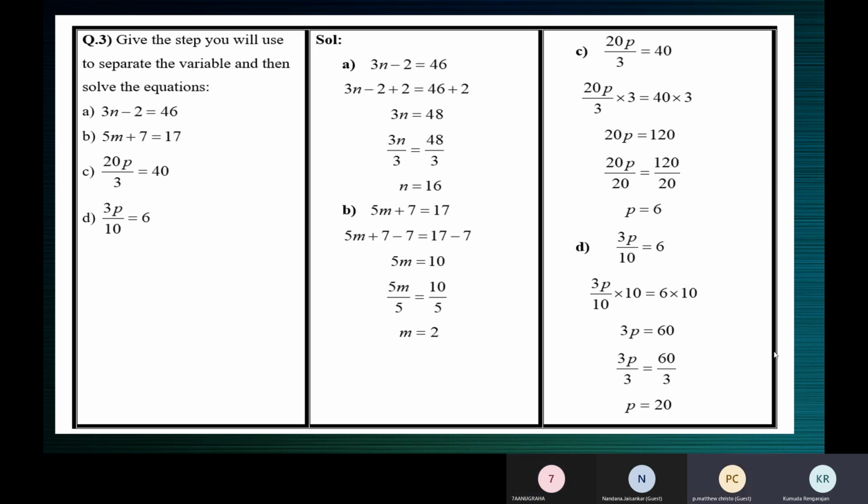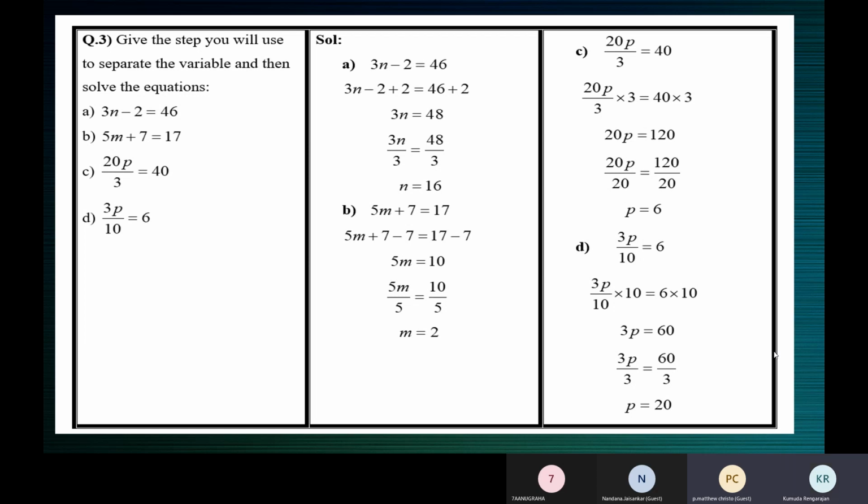Next one. Somebody? Ma'am, can I say? Yes. Ma'am, for B1, 5m plus 7 is equal to 17, ma'am. At both sides, we have to subtract 7. So both 7s will be cancelled, because plus 7 minus 7 is 0. Yes. Ma'am, on this side, 17 minus 7 is equal to 10, ma'am.